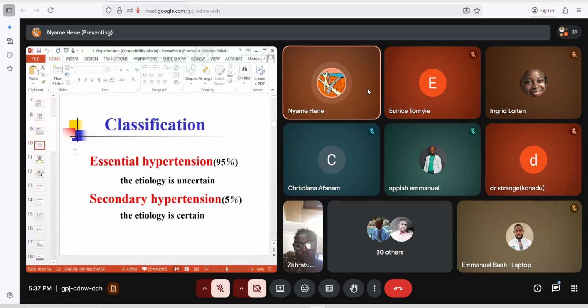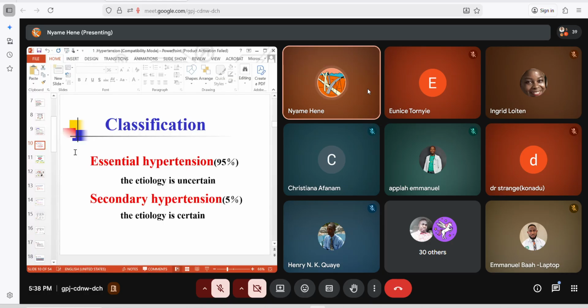Who can tell me the cause of a BP right now? Except for those secondary to something, maybe a kidney disease, a cranial nervous problem, pheochromocytoma, or a liver disease. Aside from that, those of us who are clean, with nothing at all but have BP, what is your cause? Those fall under essential hypertension, and it forms about 95% of our cases. The etiology is uncertain. But for secondary hypertension, the etiology is certain because it is secondary to a particular condition that made you get a BP.